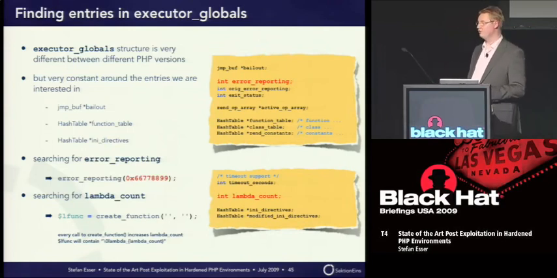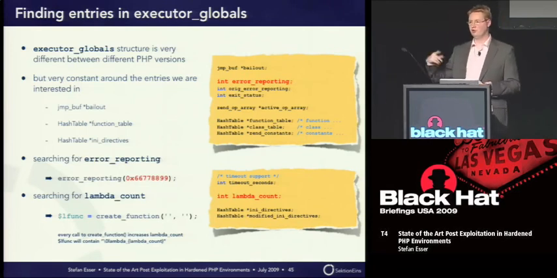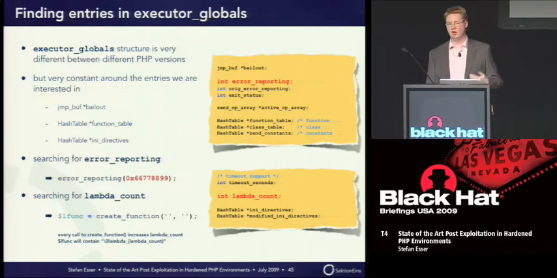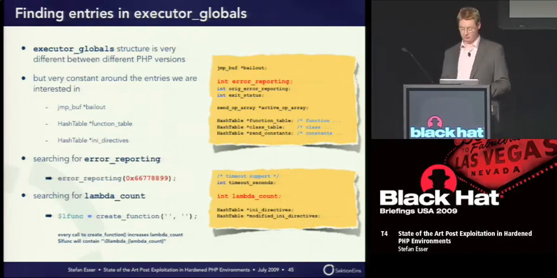So what we can do is we know the start of the executor globals and we just change the error reporting value and then we search until we find this changed value. And then we found the error reporting in the structure and we know the offset from there to the function table, and so we found the function table.